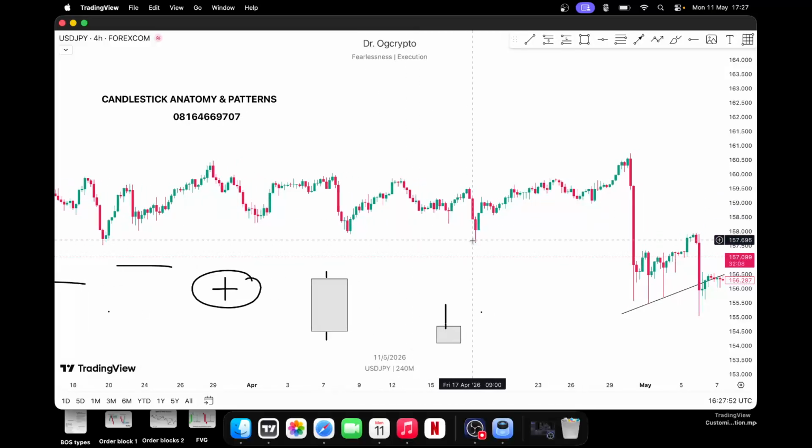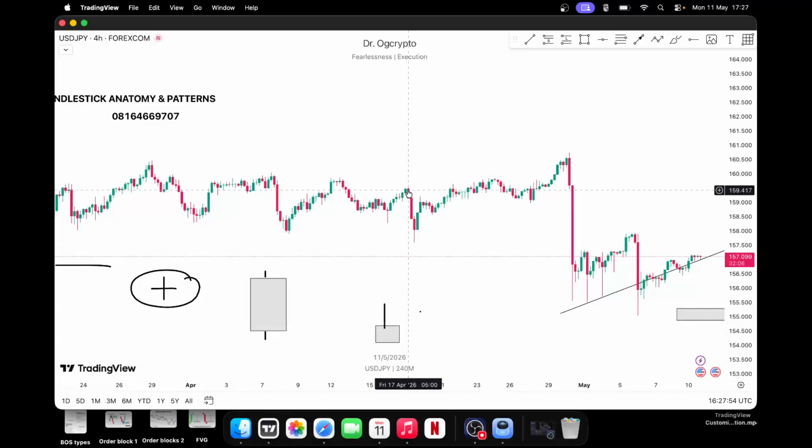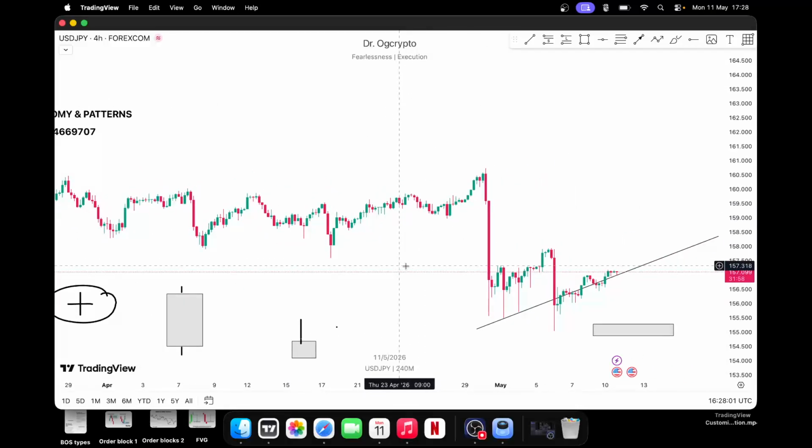This is an example of a bearish candlestick pattern, bearish engulfing. You see that this red engulfed everything about this green. What happened? The market came down. You understand? So that's about it.